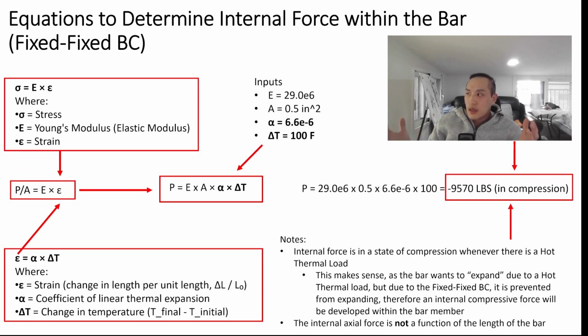So basically that delta T can be assumed as a starting initial temperature of 70 degrees Fahrenheit, and then you apply a hot thermal loading of 170 degrees Fahrenheit, so that difference would be 100 degrees. So we're going to be looking at a hot case, not a cold case. And so when you put that all into the equation, you get this value here, 9,570 pounds of internal force within the bar. And please note that the bar force is in compression. And we're going to go over why that is the case.